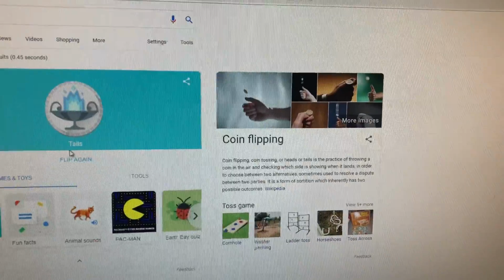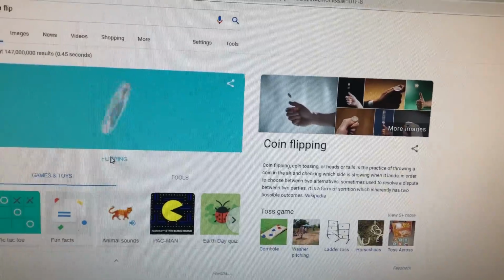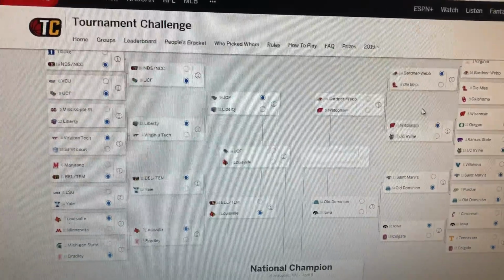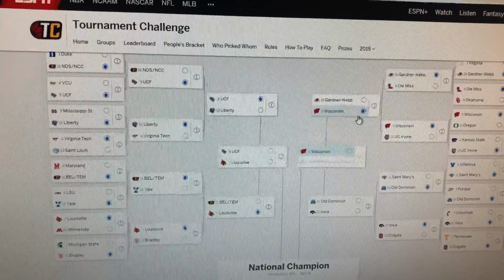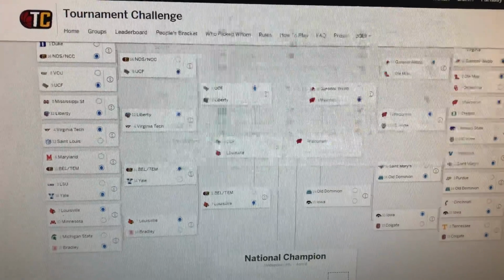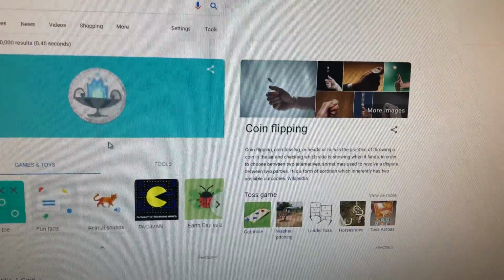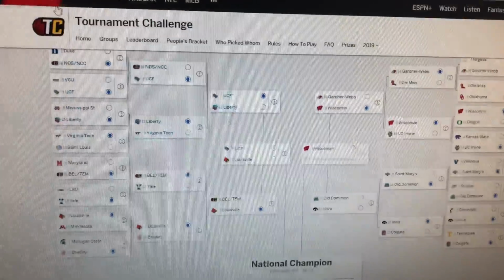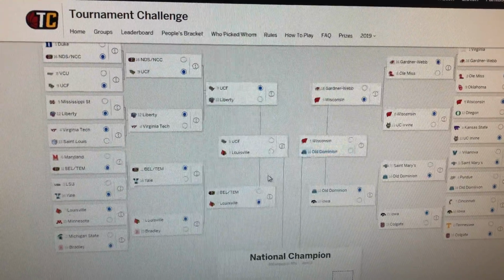Gardner-Webb, Wisconsin. Let's see heads. Let's see Gardner-Webb moving on to the Elite Eight. Dang it, we have Wisconsin moving on. All the 16 seeds are gone. Next up, we have Old Dominion and Iowa. I want to see a heads here. I want to see Old Dominion move on as the 14. We see Old Dominion move on as the 14 seed.